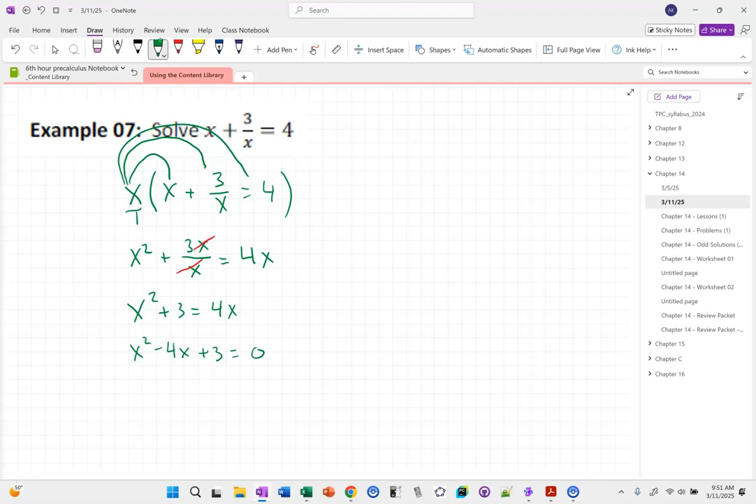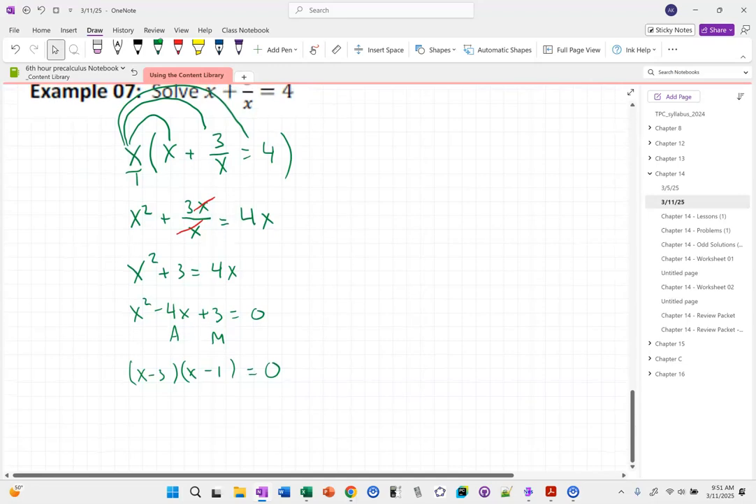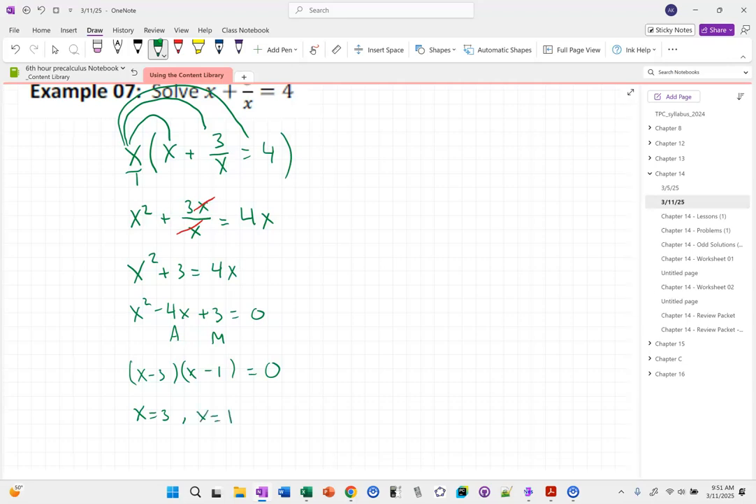The leading coefficient is 1, so if it's factorable, it can be factored really quickly by just finding the two numbers that multiply to give me -3 and add to give me -4. What are those two numbers? 4 and -1. So how about -3 and -1? Right? I said it. You said it quietly, that's why I missed it. So the two solutions I get are 3 and -1.